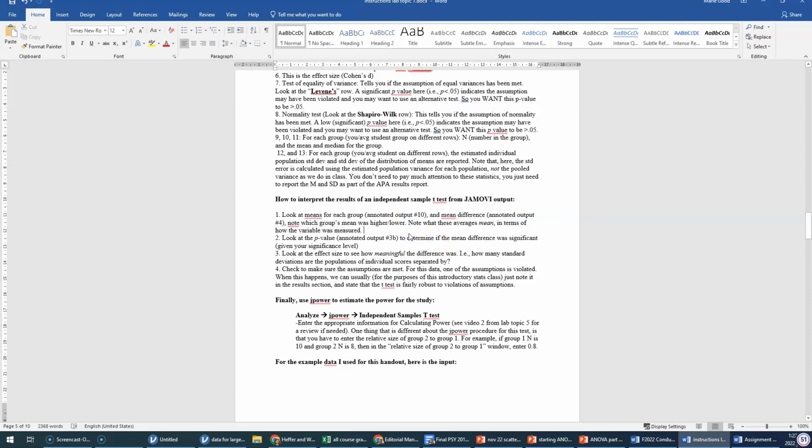So that's what I was saying there. The group that rated their own love was about 2 points higher on the 0 to 10 scale. So that's what I'm talking about when I say note what these averages mean in terms of how the variable was measured. The next thing we're going to do is look at the p-value, because that tells you if that mean difference we just noted was significant, given your significance level.